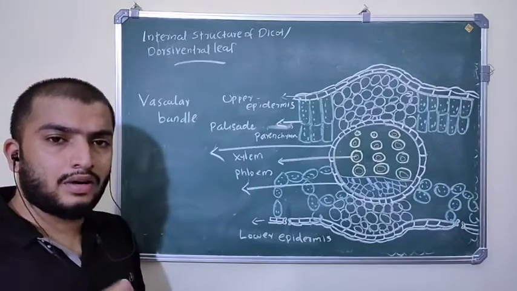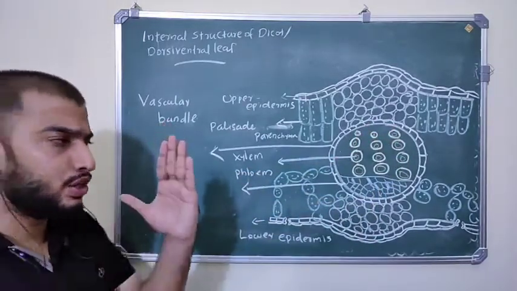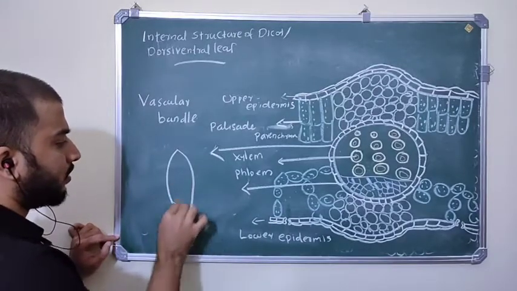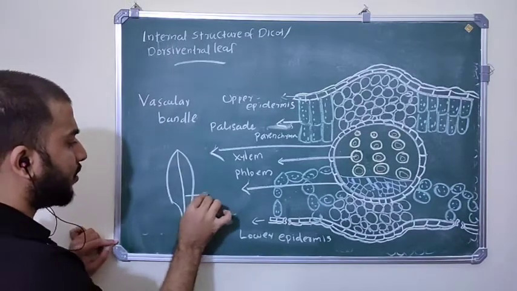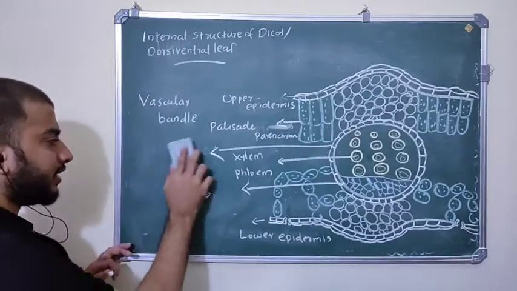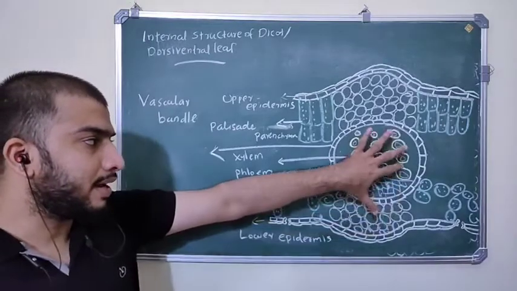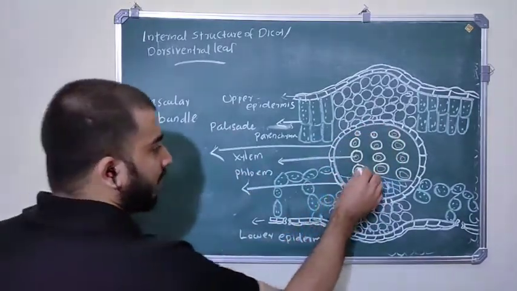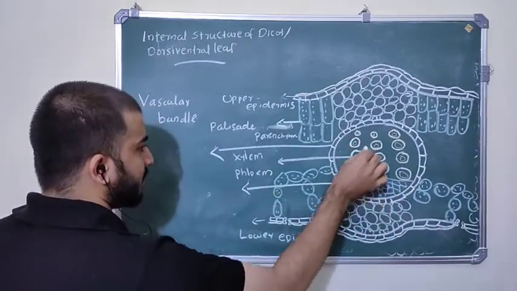The next part after mesophyll is the vascular bundle. In the midrib region of the leaf, the vascular bundles are very large. At the center of the leaf, a major vein passes, and that major vein is called the midrib. If you take a cross section of the midrib region, you will see a large vascular bundle with vascular tissues, xylem and phloem. This is phloem and this is xylem.